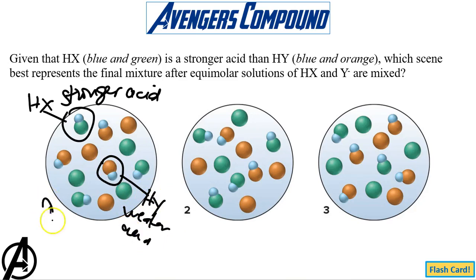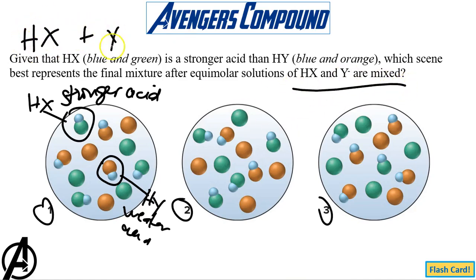Which scene, 1, 2, or 3, so they're giving us 3 scenes, best represents the final mixture after equimolar solutions of HX and Y minus are mixed. So remember, this is a question about net direction based on conjugate acid-base pairs. And instead of giving you a reaction, they're giving you molecules, and you have to use these molecules to come up with your own reaction. They're already telling you what your reactants are. They're telling you you're going to have HX plus Y minus.